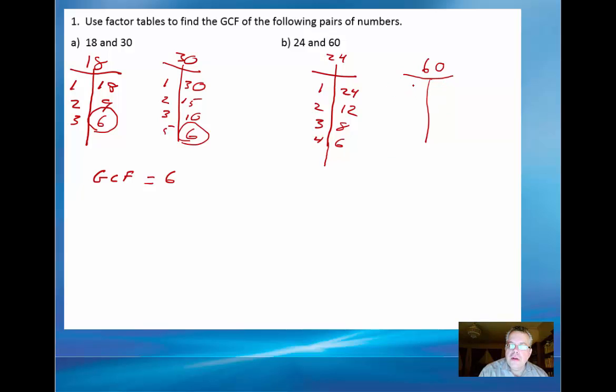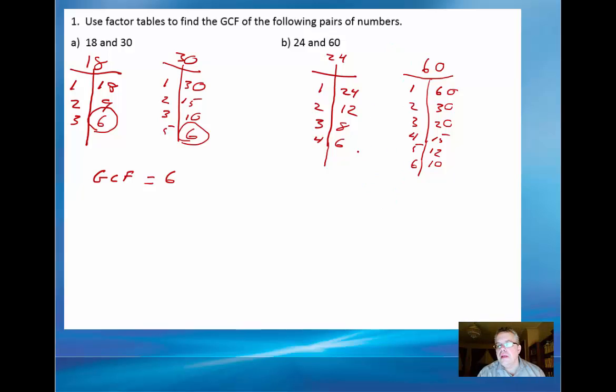60: 1 and 60. 2 and 30. 3 goes into it, 3 and 20. 4 goes into it, 4 and 15. 5 goes into 60, 5 and 12. 6 goes into 60, 6 and 10. And actually, we finished. The square root of 60 is 7 point something. 7 doesn't go into it, so we know we're done.